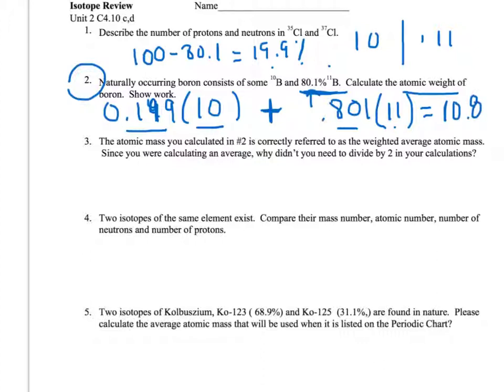The beautiful thing about an isotope problem is I know this answer already. It is on the periodic table. All I need to do is look at boron on the periodic table and see that indeed 10.8 is the correct answer. So I should never get this wrong because the answer is already given to me. I just have to show how to use the information about the isotopes to get there.